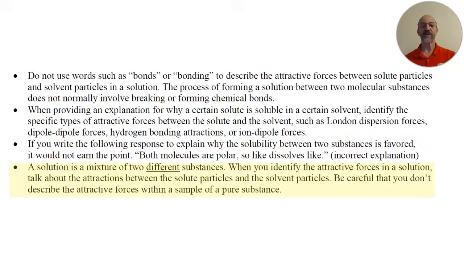So when you identify the attractive forces in a solution, talk about the attractions between the solute particles and the solvent particles. Be careful that you don't describe the attractive forces within the sample of a pure substance as opposed to a mixture or a solution.